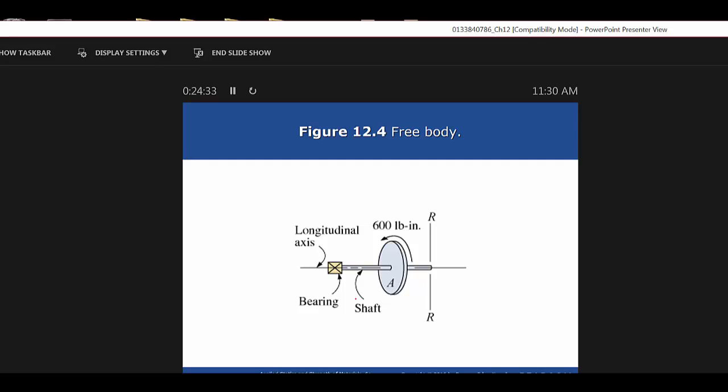So, for equilibrium, the summation of the torques must equal 0. And they show that in the book as the summation of the torque equals 0. This is the same as saying that the external applied torque must be balanced by the internal resisting torque that is numerically equal but opposite in direction. So what would the torque in that section be, just based on that?